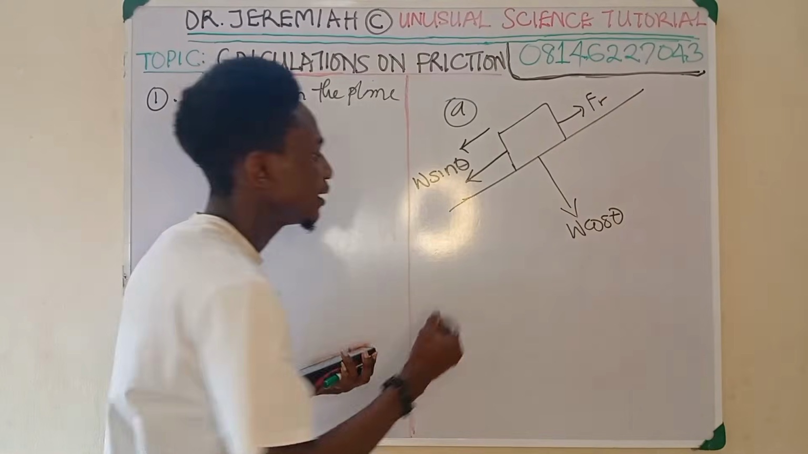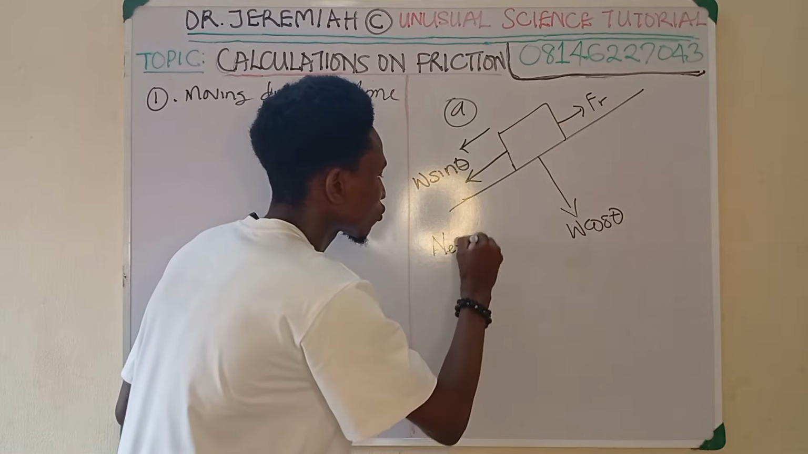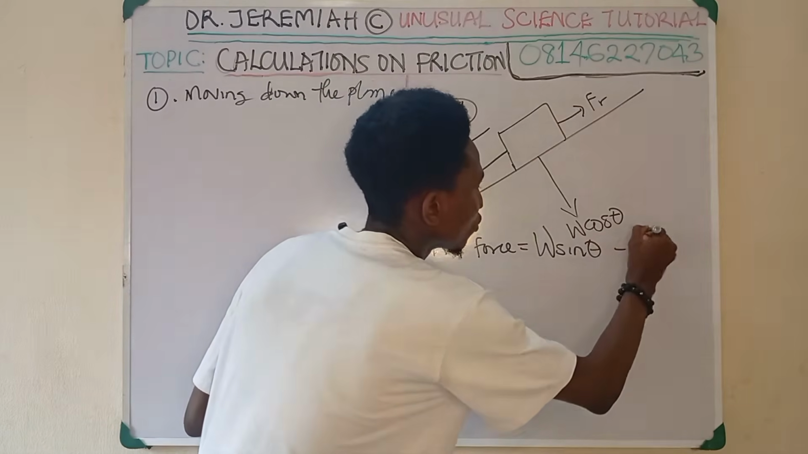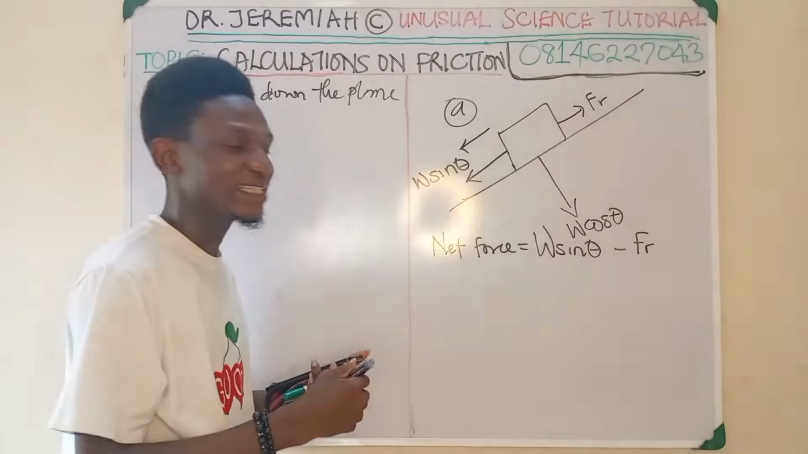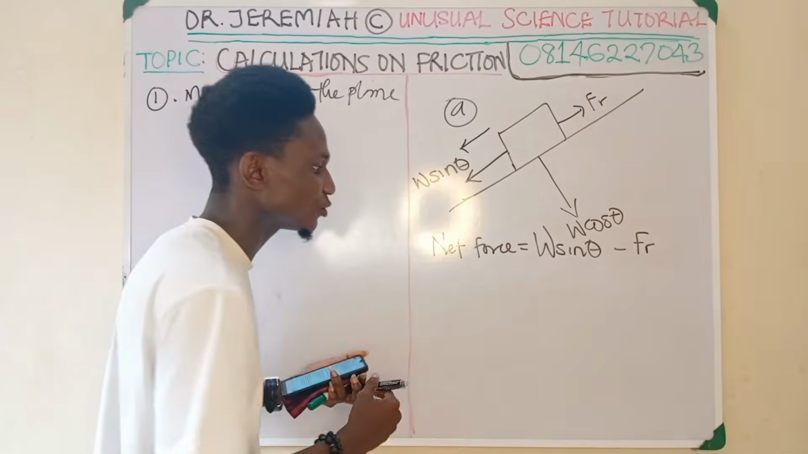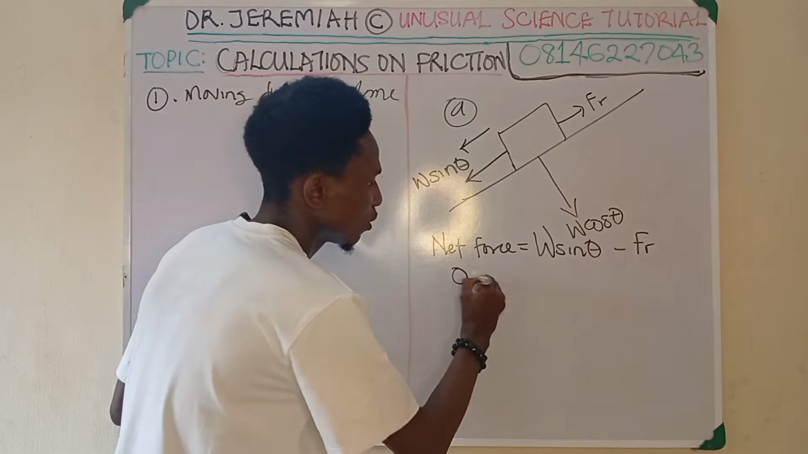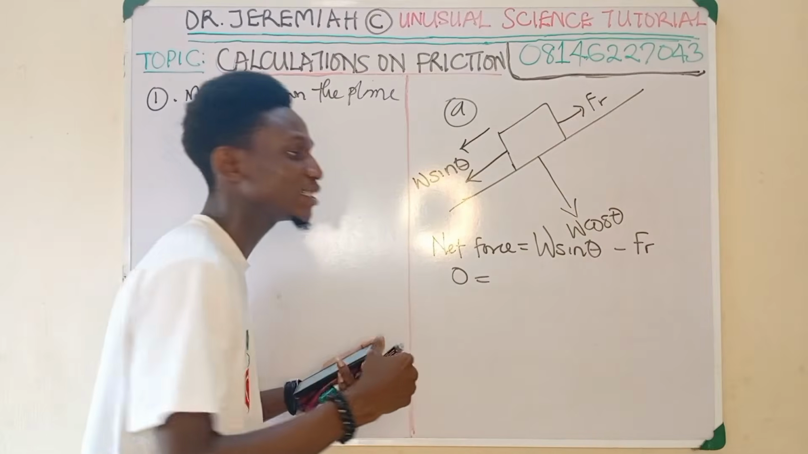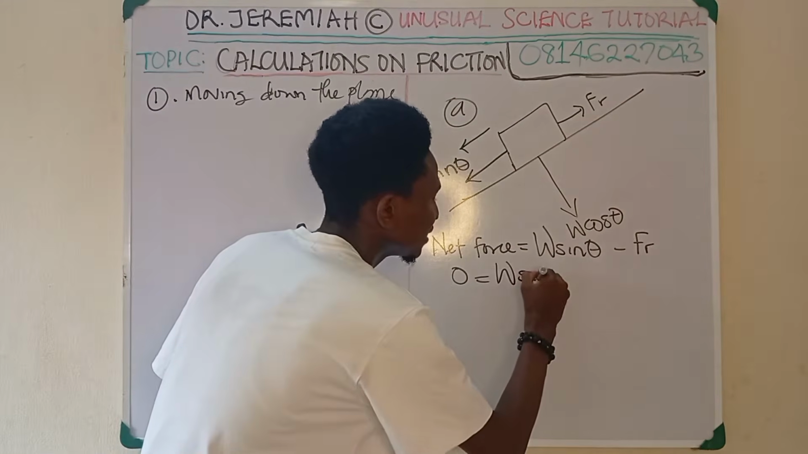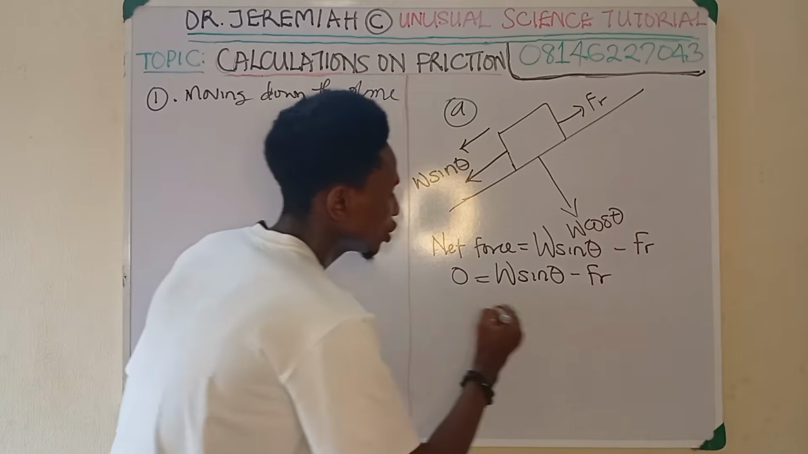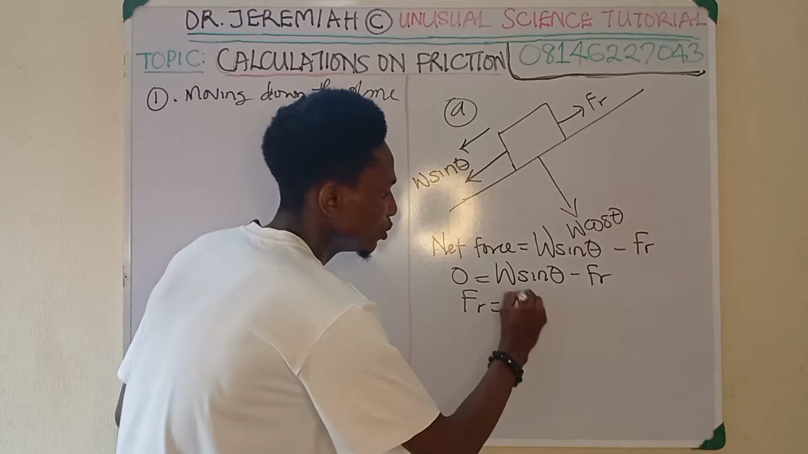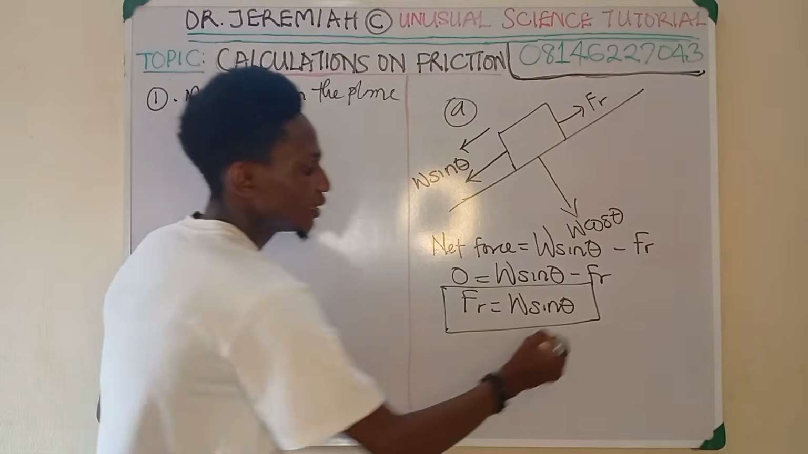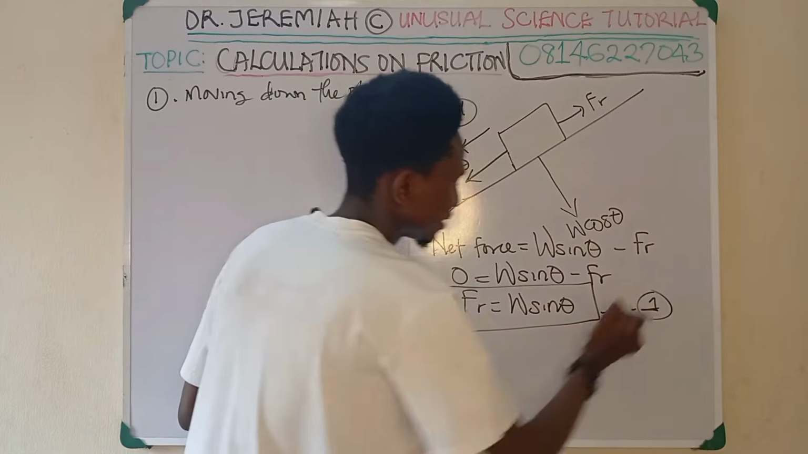What does it tell you? Net force equals W sin theta minus frictional force. Now, since the body is at rest, it means net force is 0. I said in a previous video that net force is 0 when the body is at rest, in a scenario like static friction. So we have W sin theta minus Fr equals 0, which gives you Fr equals W sin theta. So when a body is at rest on an inclined plane, this is what you use, W sin theta.